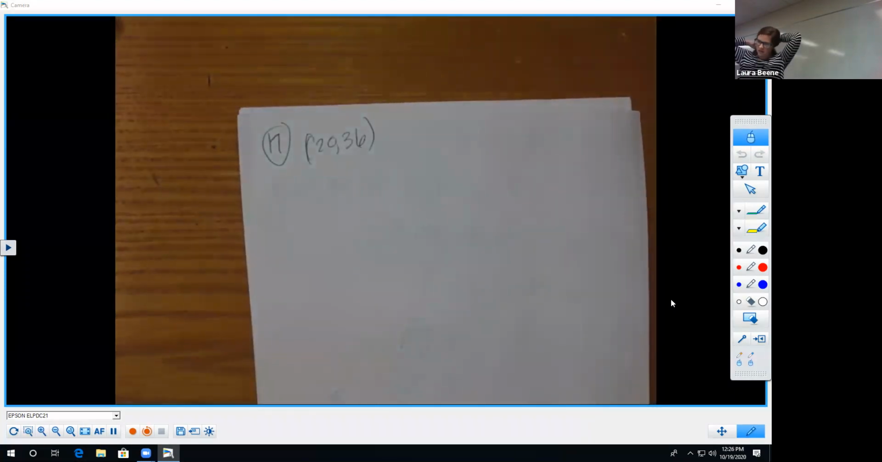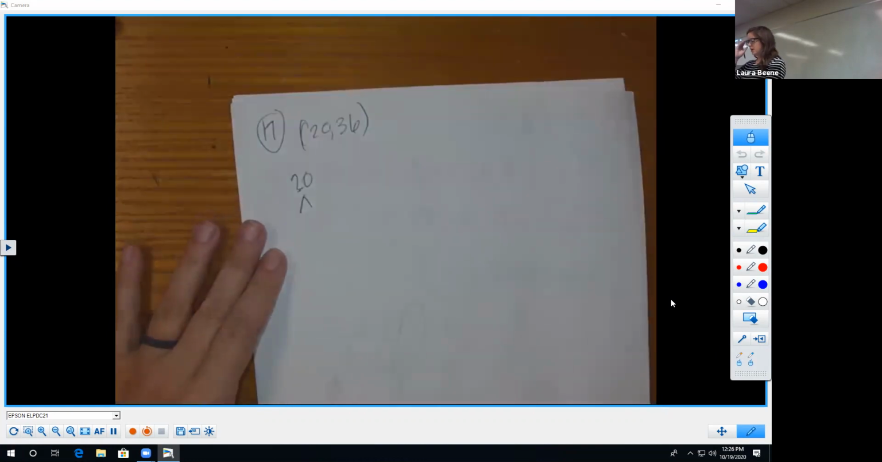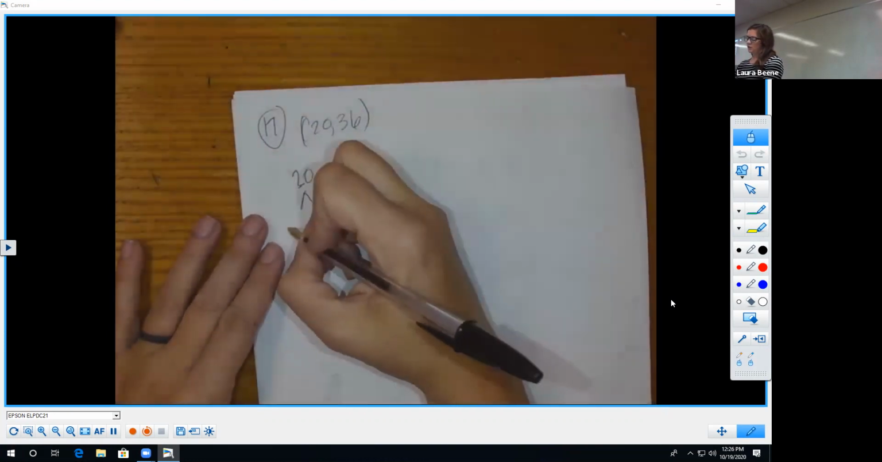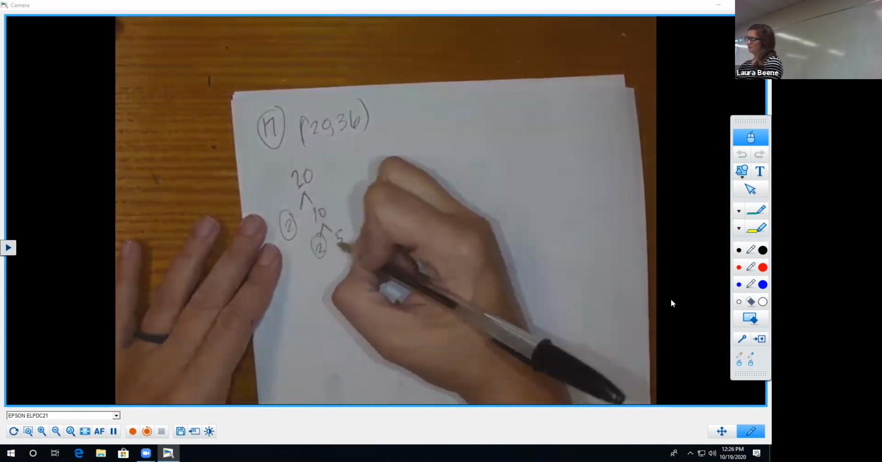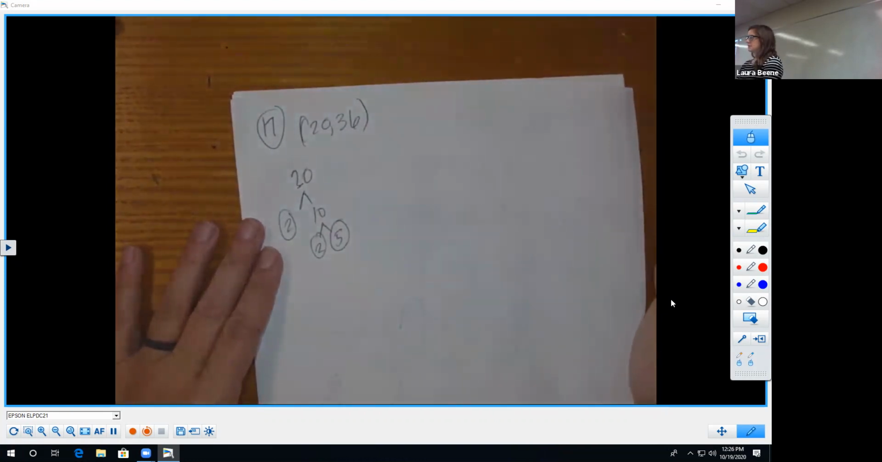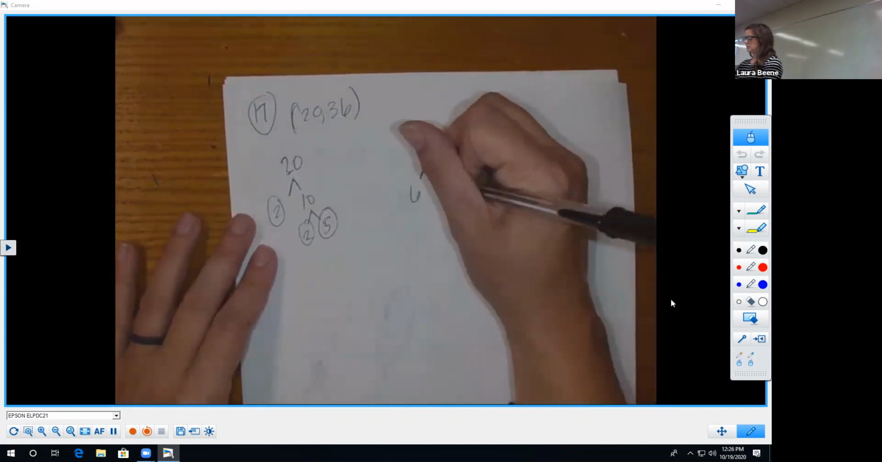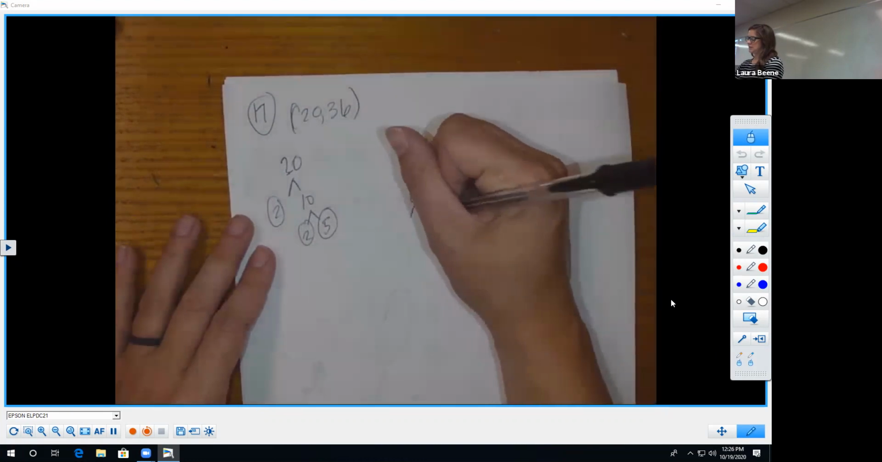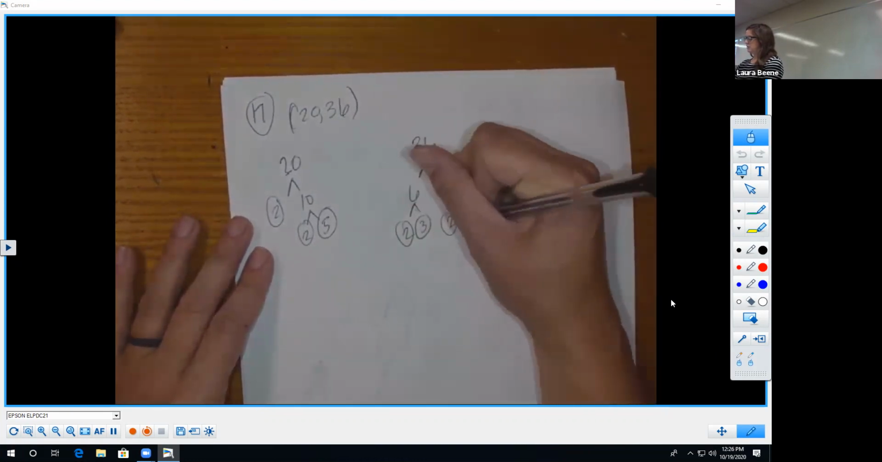To do both of these, we need to find the prime factorization for your Venn diagram. So 20, I'm going to break down into my prime factors, is 2 times 10, and 10 is 2 times 5. And for the number 36, the prime factors of 36, let's see, if I start off with 6 times 6, I get 2 times 3 and another 2 times 3.